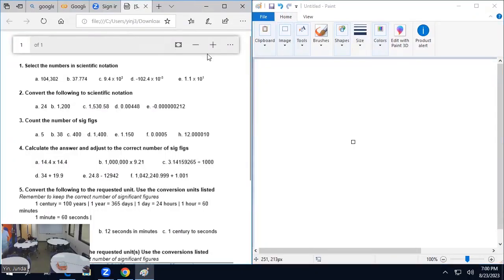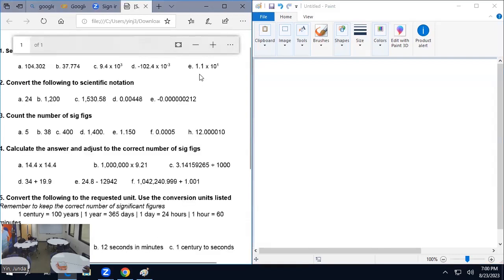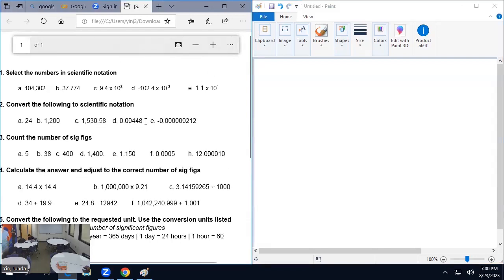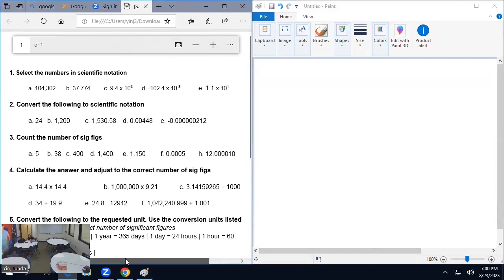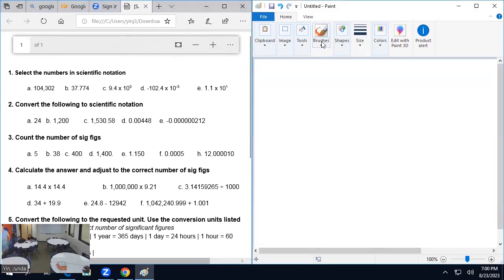Okay, so let's start from the beginning. Want to start with significant, I mean, not significant, scientific notation. Do you have any idea what scientific notation is?